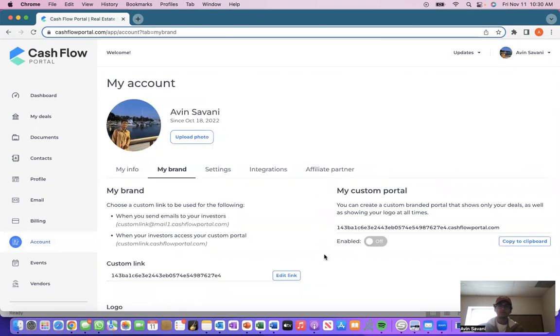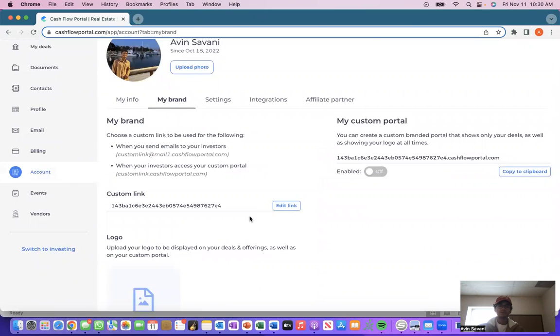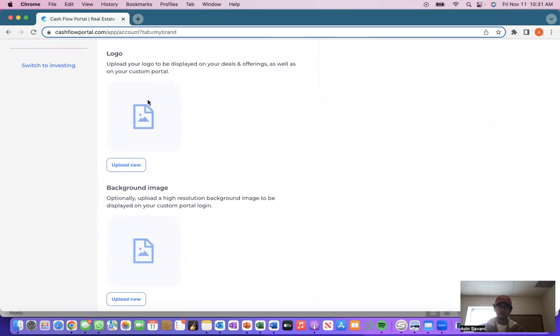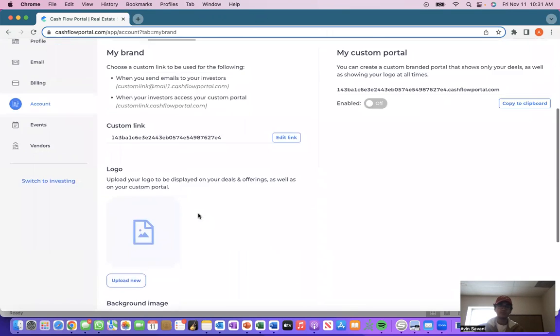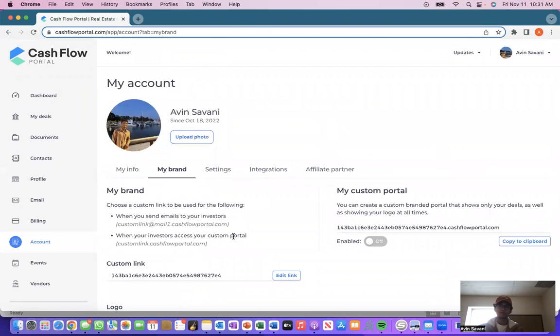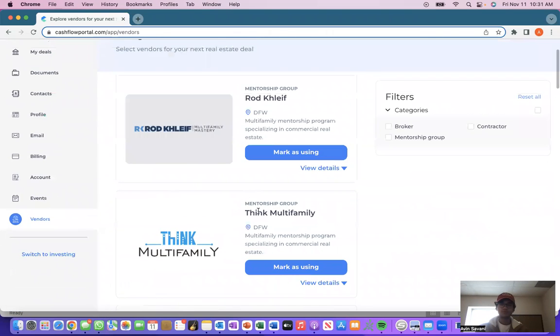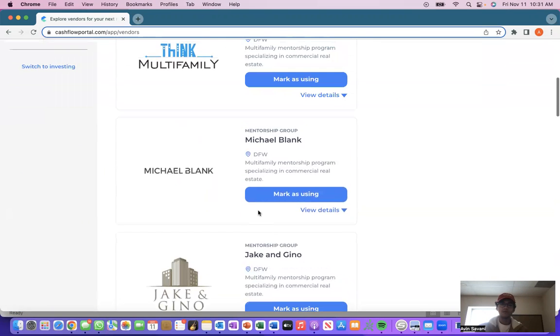Enable custom portal. So here you go. You'll get a custom link right here that you can copy, and you can customize that portal. You can add your own logo, your background image. You can upload all of that and it'll create that custom portal. So really cool stuff. You can also explore some vendors in that area.